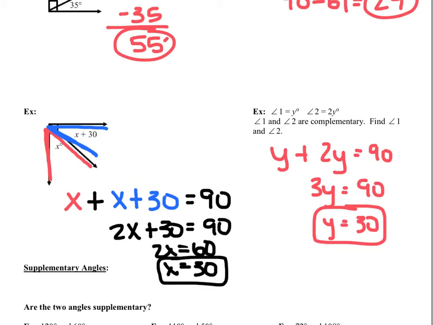On both of these, one thing I forgot to do is actually to go back and find the missing angle measures. It wasn't really asking for x or y, so here, this angle is 60, this angle is 30. Over here, this angle would be 30. This angle would be 60.